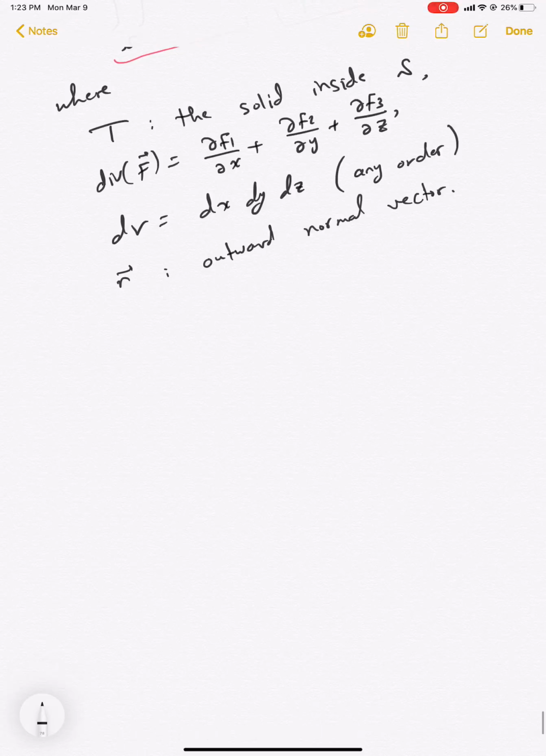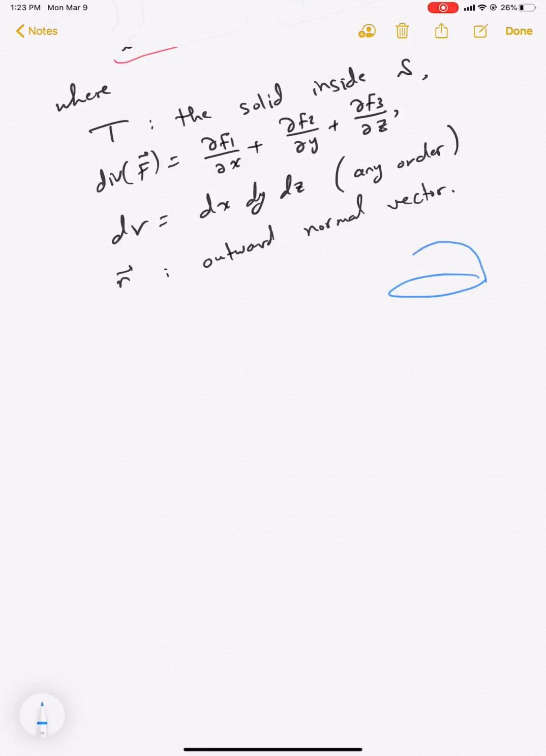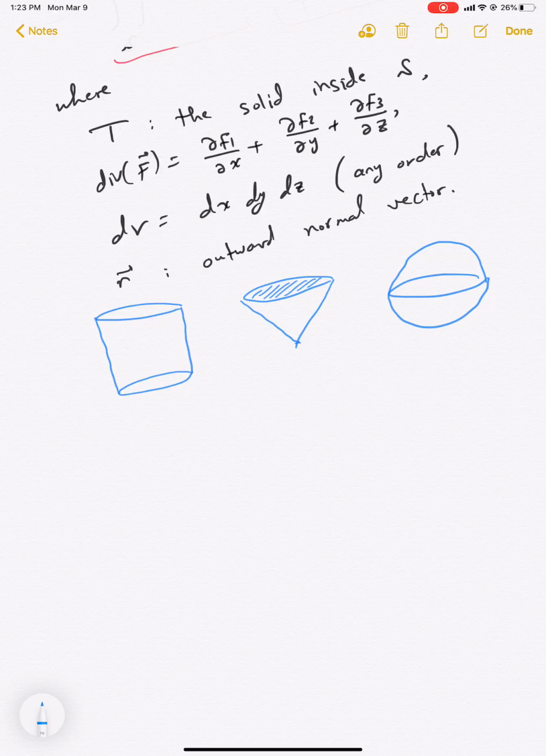By a closed surface, we mean something like a full sphere, for example. This is a closed surface. Now, if we talk about the cone, this is not closed, but if we add the top, it becomes a closed surface. If you talk about the cylinder, to be closed, you must include the bottom and the top. So this is the meaning of a closed surface. All these are closed surfaces.